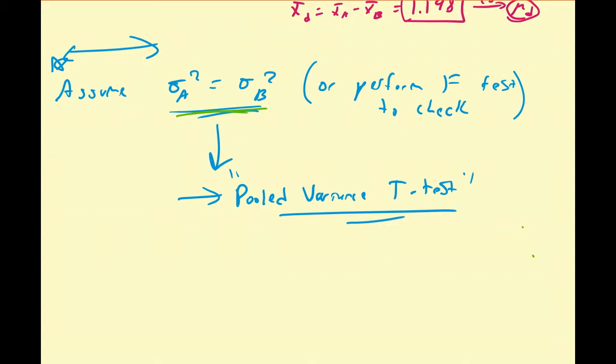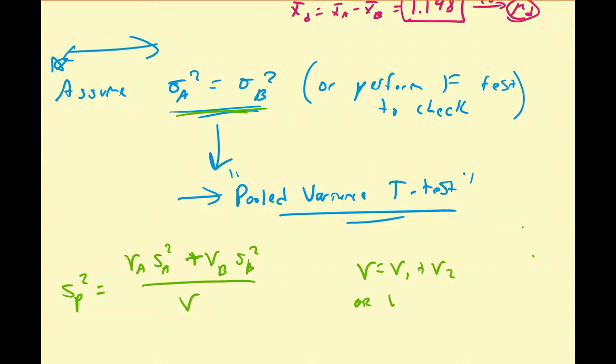All right, so since we're going to use a pooled variance t-test, we're going to calculate the pooled variance for our sample. Recall this is equal to the degrees of freedom for A times the variance of A, plus the degrees of freedom for B times the variance of sample B, divided by the degrees of freedom for the entire hypothesis test. In this case, that's nu 1 plus nu 2, or you may be familiar with the formula nA plus nB minus 2. This is the same exact formula, just rewritten in different contexts.